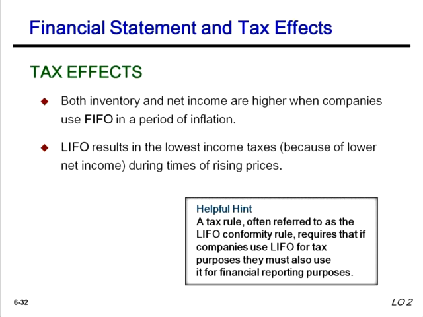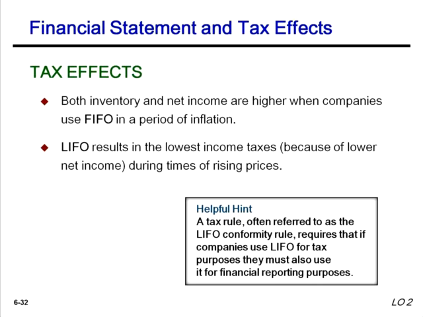Alright, so now the tax effects. As we know, the higher the net income, the higher the tax. FIFO gives us a higher net income, hence the tax will be higher. LIFO, we have a lower net income, a lower tax. Now, of course, for financial accounting purposes, we would like to show a higher income, and for tax purposes, we want to show a lower income.